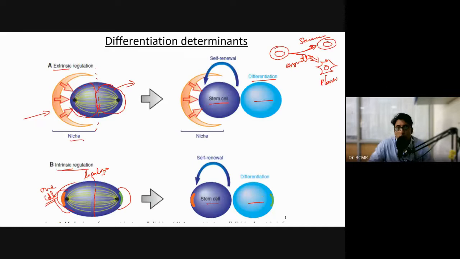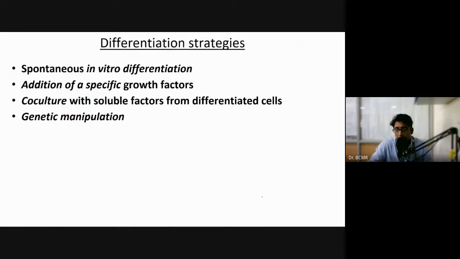We have learned about several differentiation strategies in the last lesson. We have heard about spontaneous differentiation, where something like skin and epithelial type cells can come up, and differentiation by addition of specific growth factors. We have also learned about co-culture and genetic manipulation.